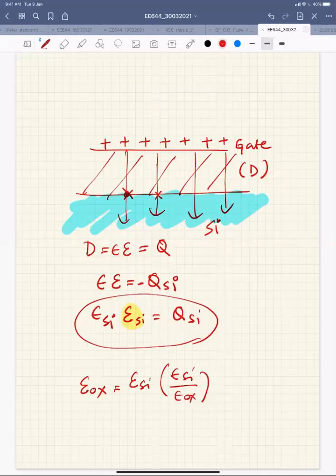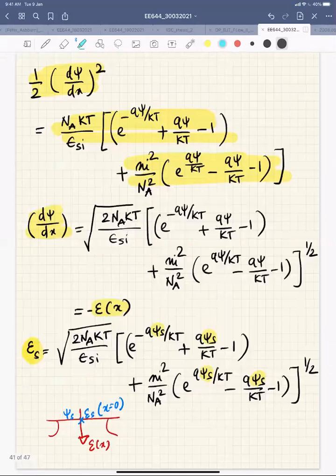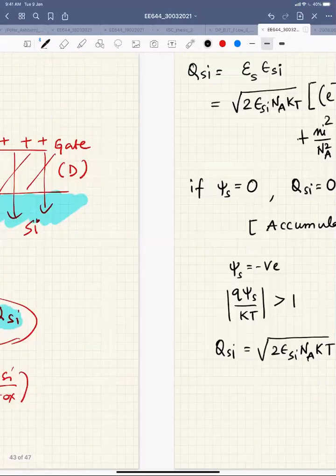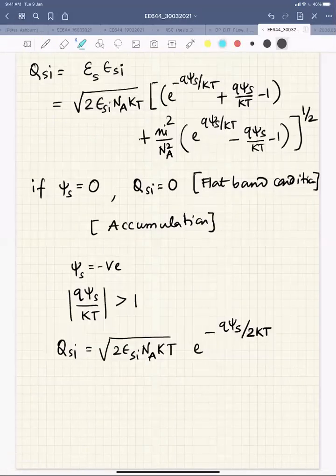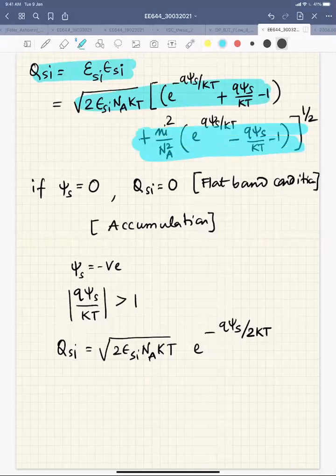So if you want to find the Q silicon, here I have to find this field at the surface of silicon. So I could find Q silicon, which is nothing but the electric field at the surface times epsilon silicon. If I do that, I'll have this equation, which is actually the total charge. This is the universal equation. Why universal? Because this equation is valid for any value of psi s.